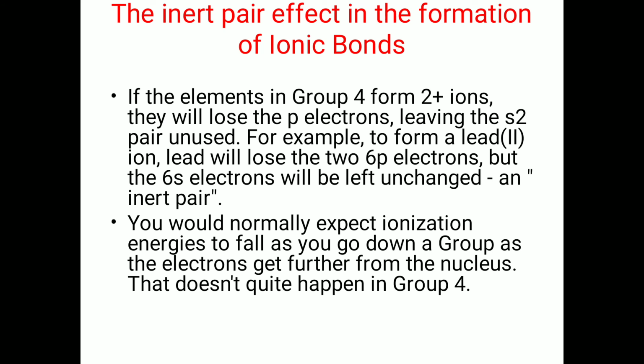The inert pair effect in the formation of ionic bonds. If the elements in group 4 form a 2 plus ion, they will lose the p electrons, leaving the s2 pair unused. For example, to form a lead 2 plus ion, lead will lose the 6p2 electrons, but the 6s2 electrons will be left unchanged as an inert pair. You would normally expect ionization energies to fall as you go down a group as the electrons get further from the nucleus. That does not quite happen in group 4.